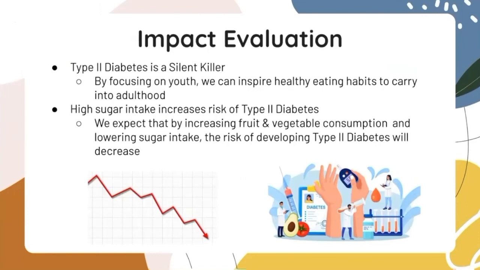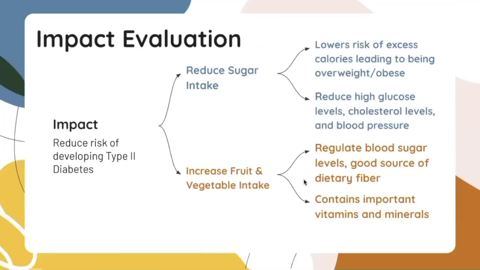Our intervention seeks to make an impact on the risk of type 2 diabetes. Type 2 diabetes is a silent killer and often does not reveal itself until later in life. So by focusing on a youth population, we can inspire healthy eating habits early on. Research shows that high sugar intake increases risk of type 2 diabetes. We expect that by increasing fruit and vegetable consumption and lowering sugar intake, the risk of developing type 2 diabetes will decrease. More specifically, our intervention targets and reduces the risk factors of diabetes such as obesity, high glucose levels, and blood pressure, while also encouraging a diet of important nutrients, vitamins, and minerals.